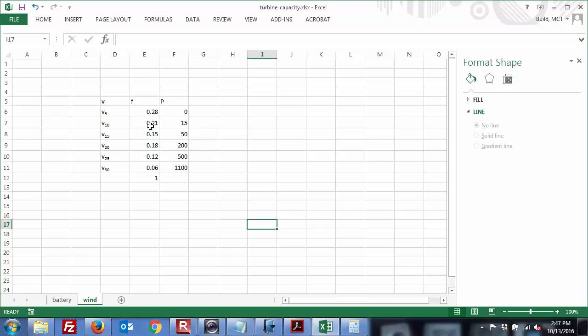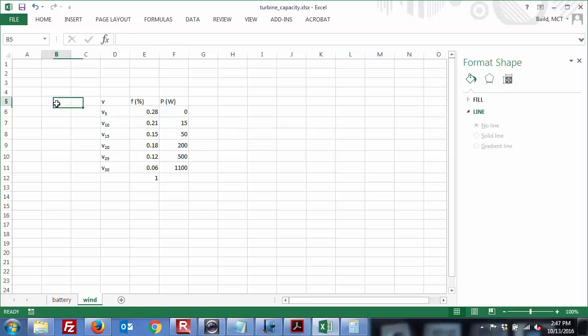Okay, so what I've done here, this is just the percentage of each one, and I just made sure that they added up to 1. And then this is the power, so I just used F as a fraction, so you could put that as a percentage if you like. And then here's the power in watts.